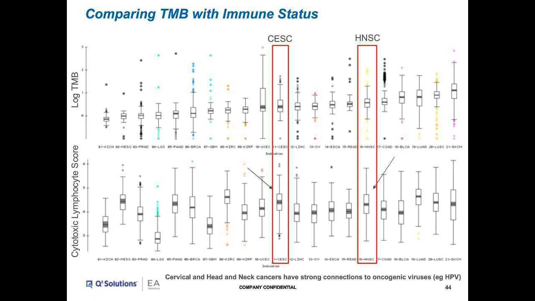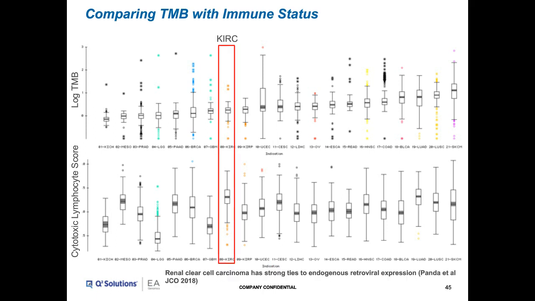And in fact, we know that cervical and head and neck cancers have a strong connection to oncogenic viruses, for example, HPV. We also see that renal clear cell carcinoma, which is way down the list in terms of mutational burden, nevertheless is one of the highest levels of immune activity. And in fact, there's a recent paper by Panda in JCO this year, where they showed that renal clear cell carcinoma has strong ties to endogenous retroviral expression. Again, not something related to mutational burden, but a different part of the DNA that was evidently creating an immune response.